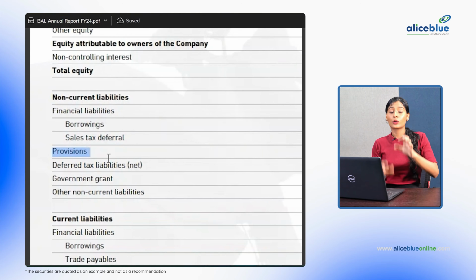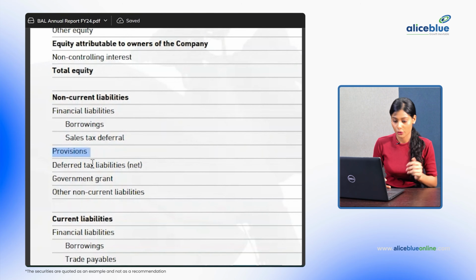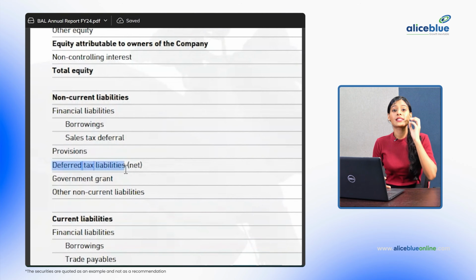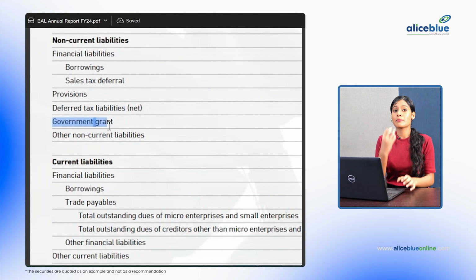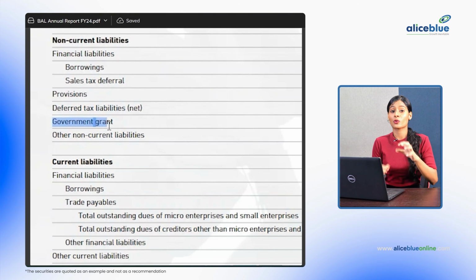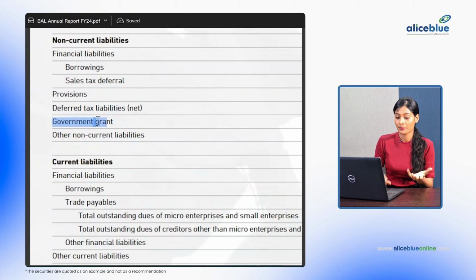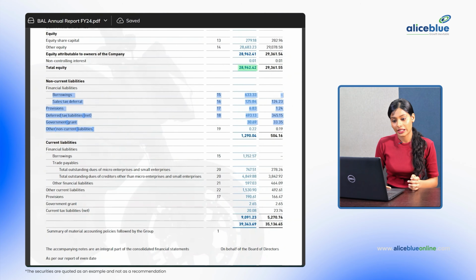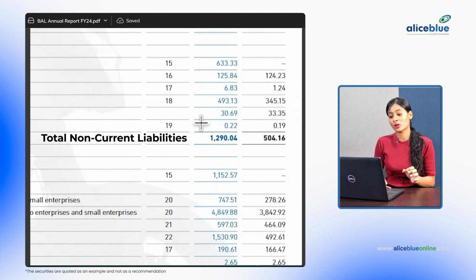Provisions are the amount which is set aside in case of a future liability, because we don't know what will happen in the future. And deferred tax liabilities are the tax payments which the company has delayed, so it's not paid back yet. Now this will be settled in the future, hopefully. Government grant is the money or the financial assistance provided by the government to the company. When you add all of them up together, you get the total non-current liabilities as 1,290.